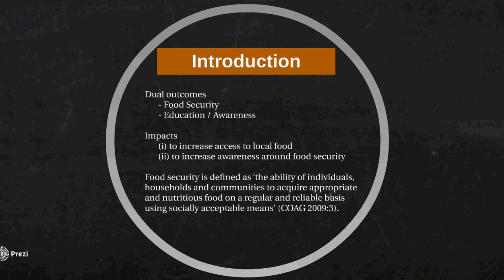Food security is defined as the ability of individuals, households, and communities to acquire appropriate and nutritious food on a regular and reliable basis using socially acceptable means. This security is built upon 3 pillars: food availability, food access, and food use, which therefore includes the knowledge of basic nutrition as well as water and sanitation.